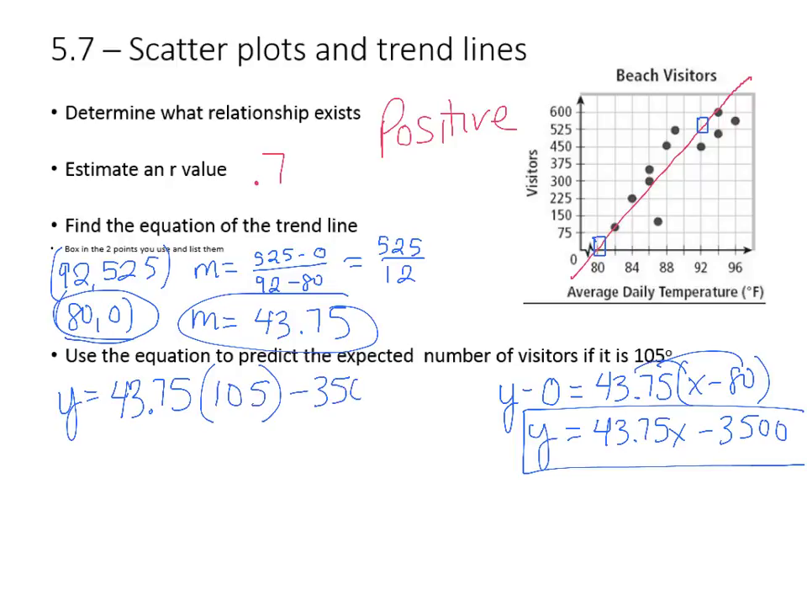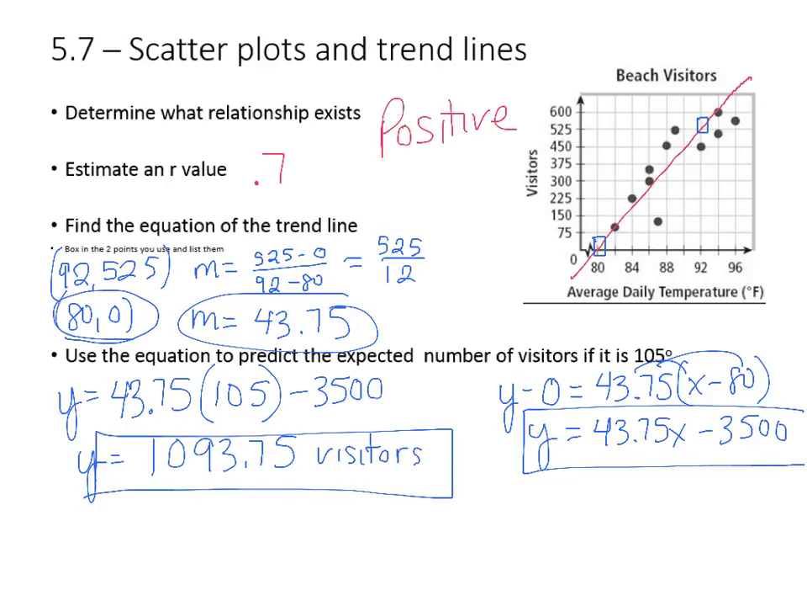minus 3,500. And then I just type in 43.75 times 105, and then I subtract 3,500. And I end up with a y value of 1,093.75 visitors. Of course, we can't have part of a visitor. We can't have 0.75 of a visitor, but for the math part of it, we'll go ahead and leave it exact, and we'll know that we would round that off. Okay, pause the video and you try the next one on your own.